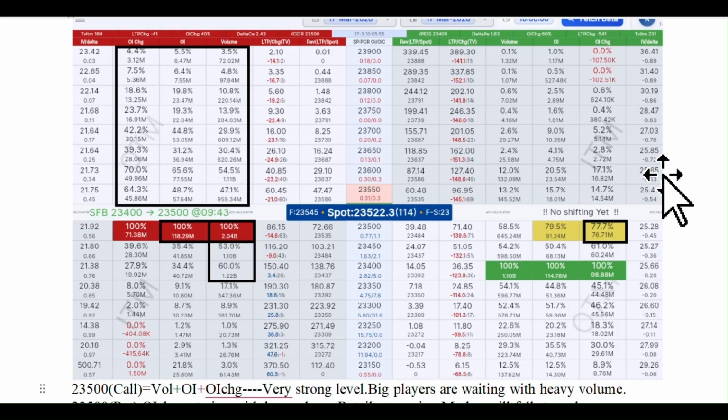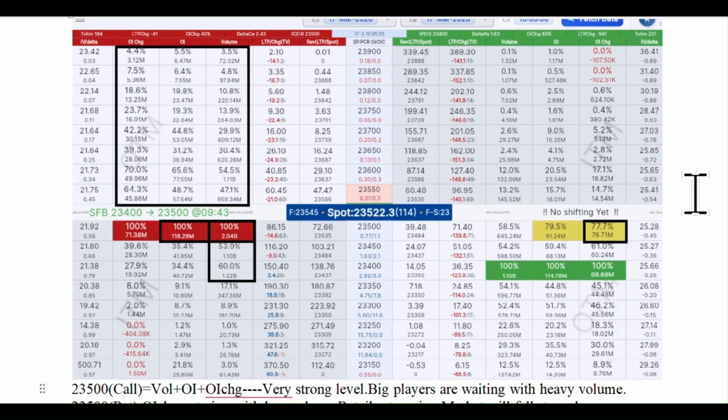Now, let's focus on the 23,500 strike in detail. At the 23,500 call, we can see high volume, high open interest, and significant open interest change. This combination makes 23,500 a very strong resistance level. It clearly indicates that large institutional traders and option writers are defending this strike with heavy positions.